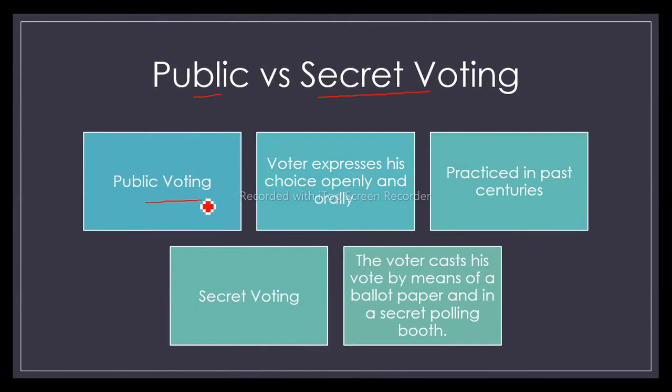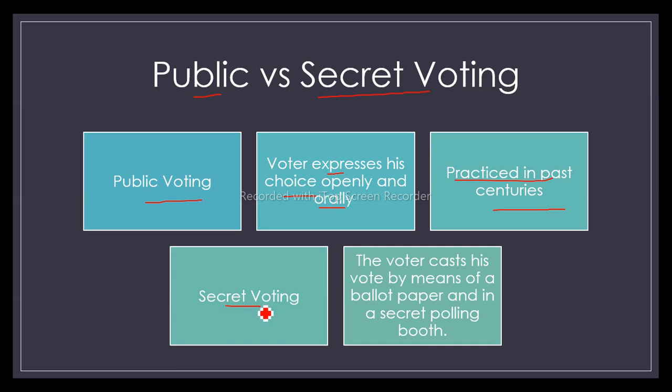What is public voting? Public voting is that the voter just expresses his choice openly and orally. This method can be applied to the old Greek city-states, the Athenian democracy, where the people used to express their choice openly and orally, because this is not possible in today's modern states, and it was practiced in the past centuries.